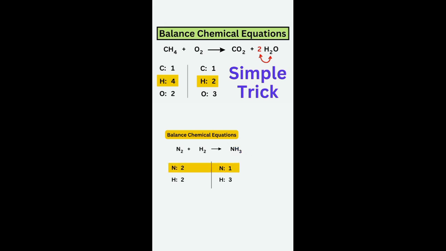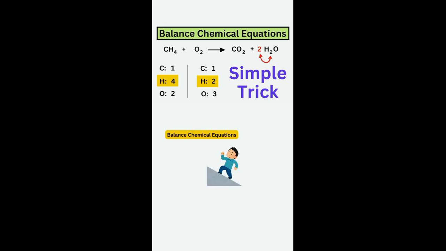First, we will fix the unbalanced nitrogen. On the left we have 2 nitrogens, but on the right only 1. So, we will put 2 in front of NH3. That gives 2 nitrogens and 2 times 3 or 6 hydrogens on the right. On the left we have 2 hydrogens, but on the right we now have 6. To fix this, we will put 3 in front of H2 on the left. That gives 3 times 2 equals 6 hydrogens. This way, both sides have the same number of nitrogen and hydrogen atoms, and this is the balanced equation.